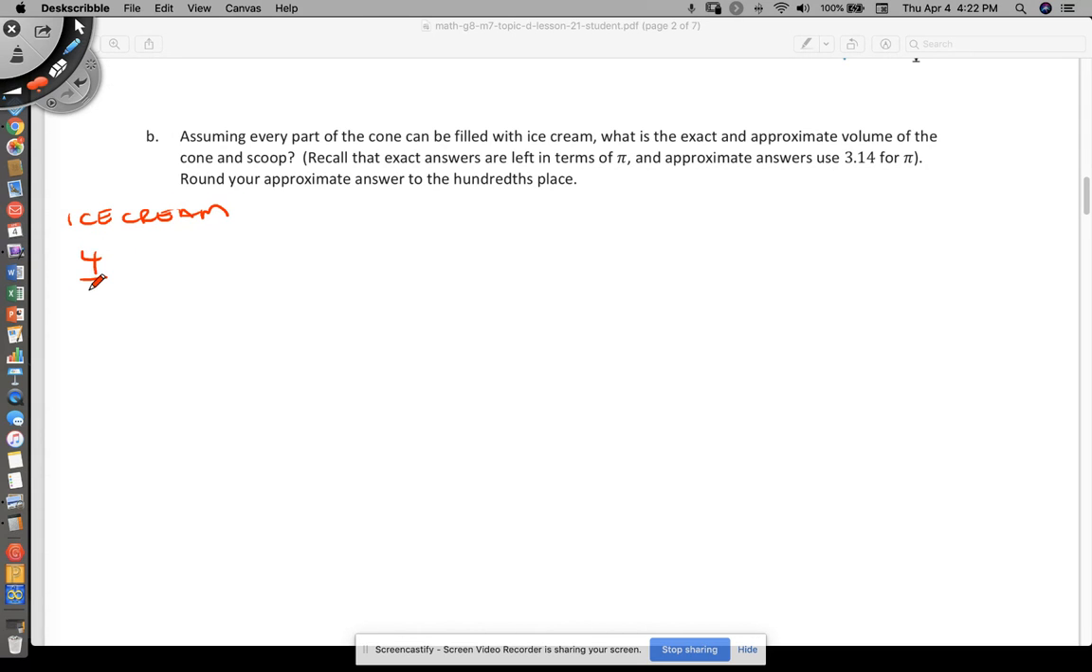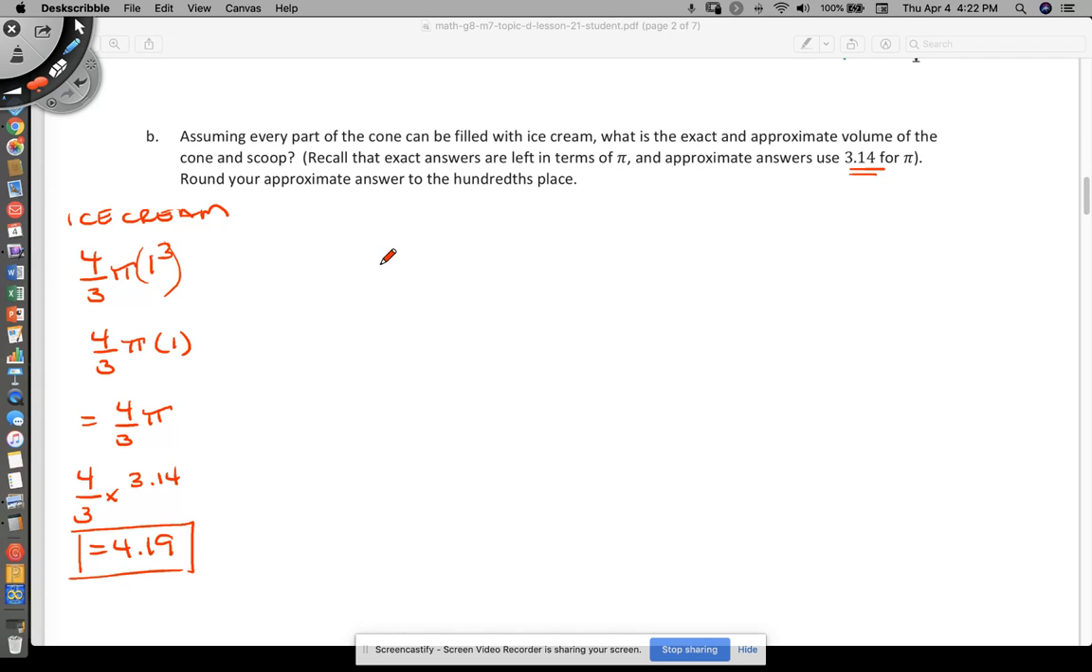So that's going to be 4/3 pi 1 to the 3rd power. 4/3 pi times 1, which is just going to give me 4/3 pi. And again, it's telling me to use 3.14, so I'm going to go ahead and do that. So 4/3 times 3.14 equals 4.19.